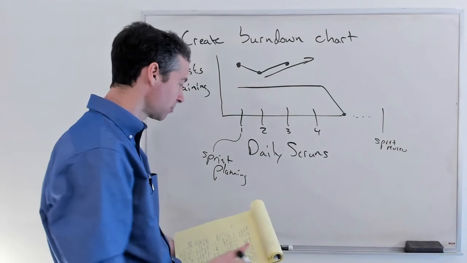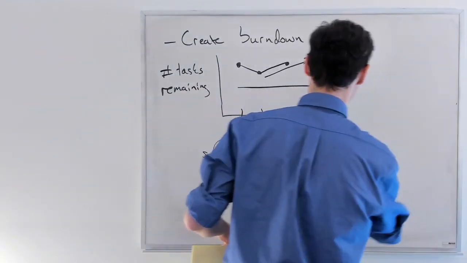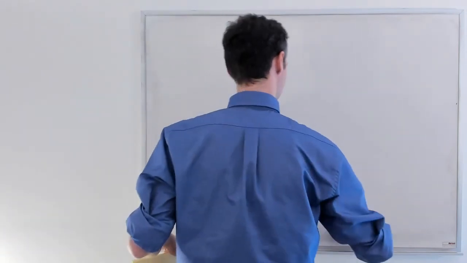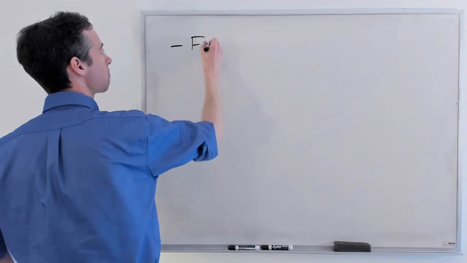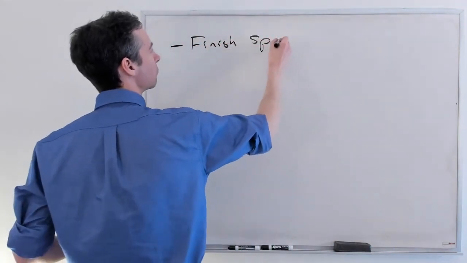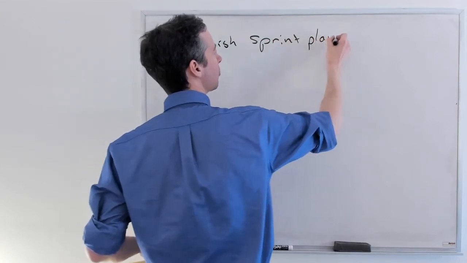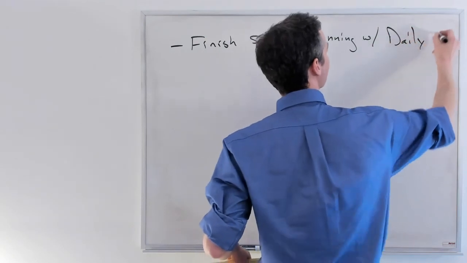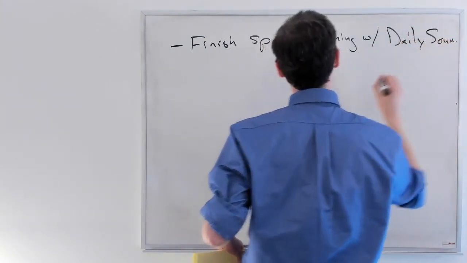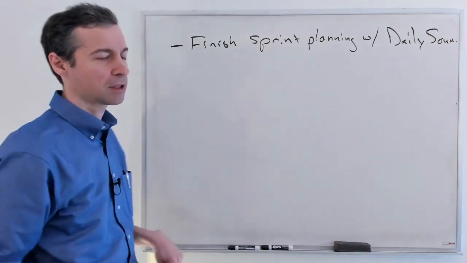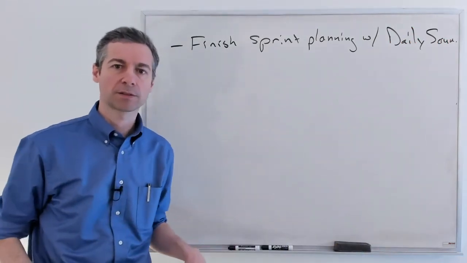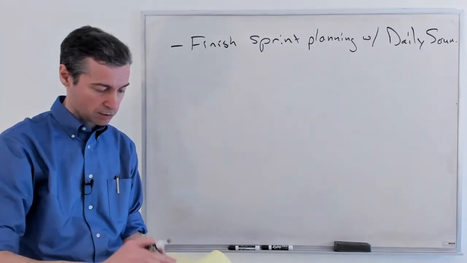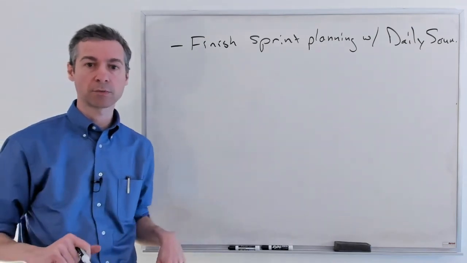All right. So after you've made your burn down chart, you finish sprint planning. With your very first daily scrum, it's like, oh, you're kidding me. Well, so the big thing at this is you're going to hold a daily scrum and you're going to be assigning tasks. Okay. Self-assigning your tasks. Okay. So I'll talk next about what a daily scrum is.